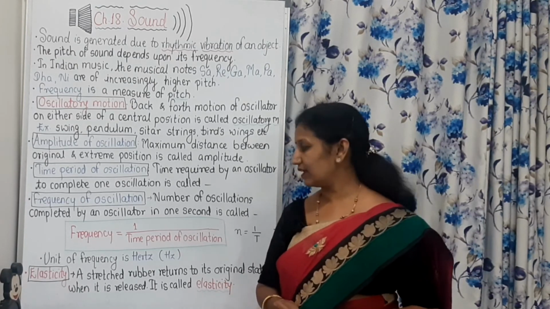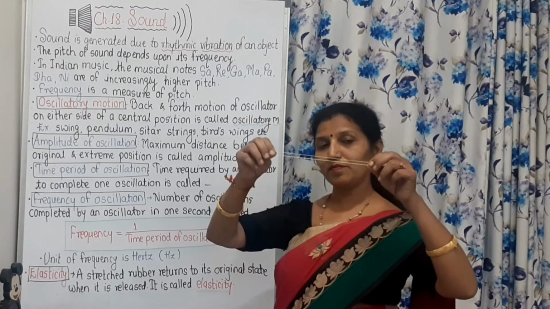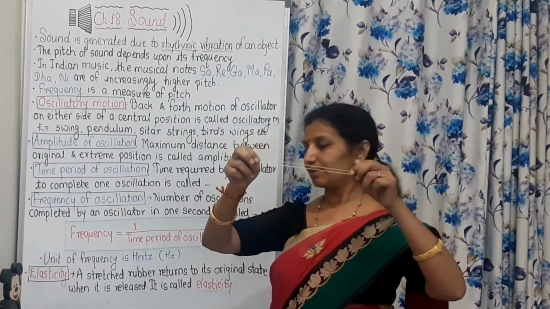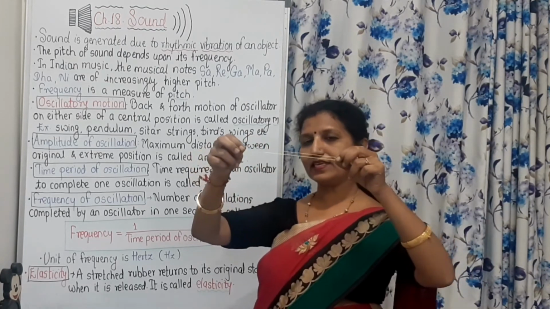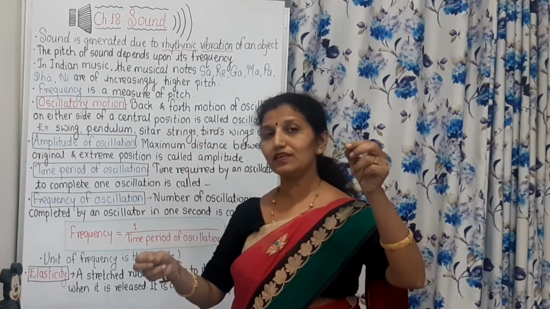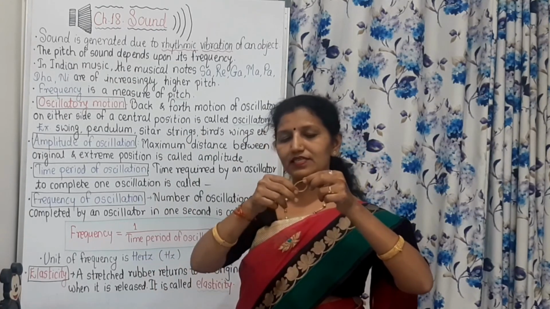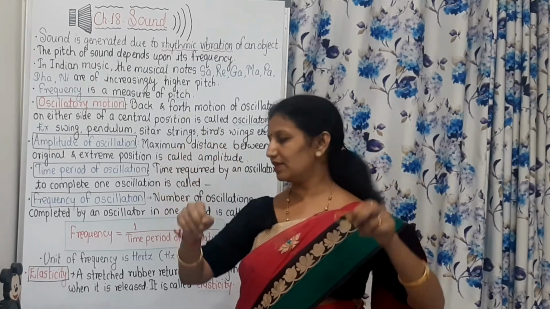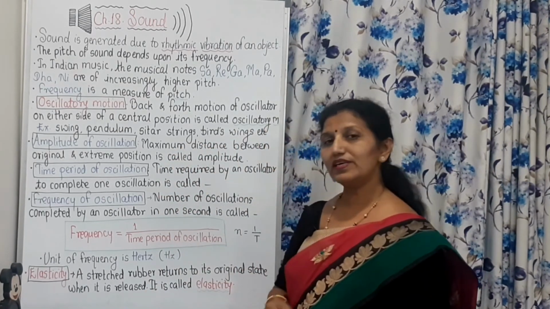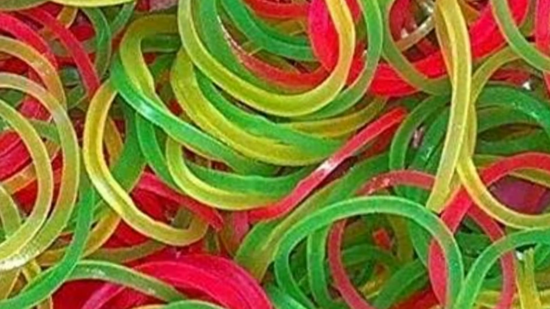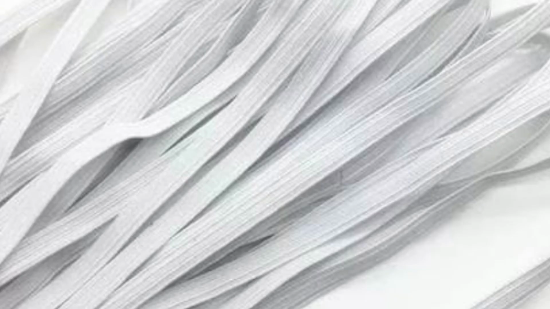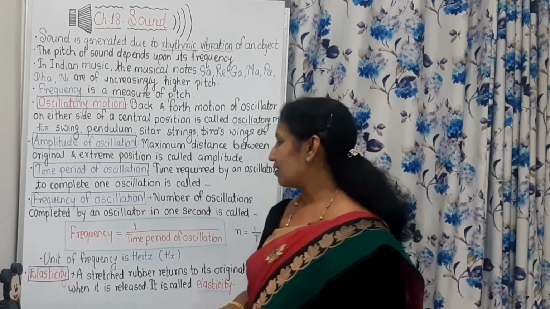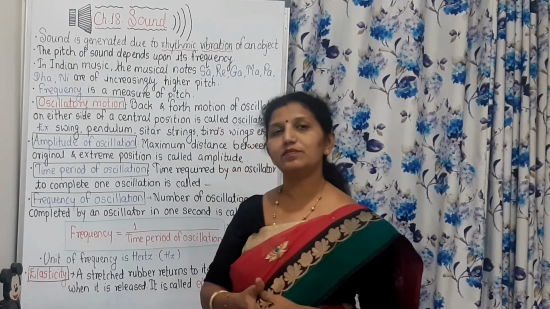Now, elasticity. What is elasticity? A stretched rubber string. See, rubber can be stretched like this, and when it is released, it comes back to its original position. When this stretched rubber is released, it comes back to its original position, and it is called elasticity. The rubber band, then elastic, these have elasticity, and this property is useful in rubber.